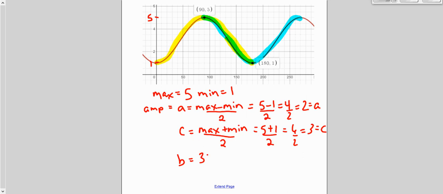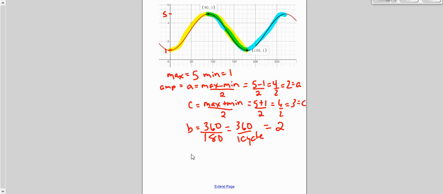To figure out what you're going to put inside of your equation, you're going to do 360 divided by one cycle. Okay, and we said it was 180 degrees for one cycle to occur, so 360 divided by 180, which is going to give me 2. So that is going to be the number that we're going to put in.